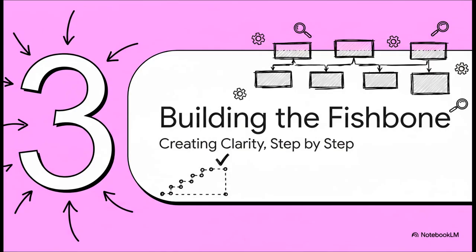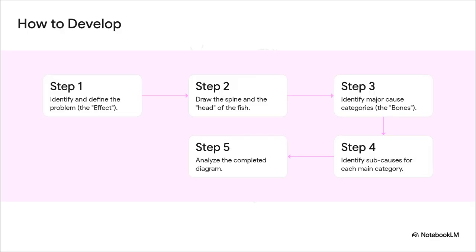All right, enough theory, let's get practical. This next part is basically a masterclass in building one of these diagrams from a blank page. This is where the concept becomes a concrete, actionable plan. We are going to create clarity step by step. The whole process is actually pretty straightforward. It boils down to 5 key steps.